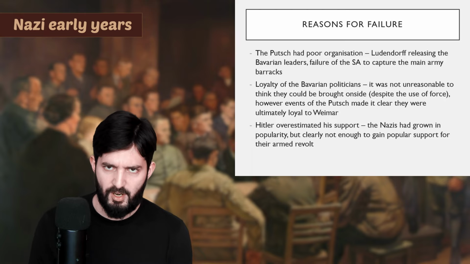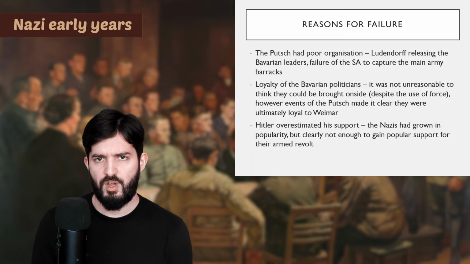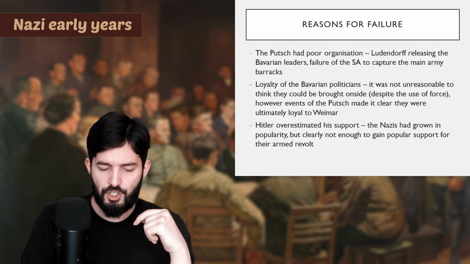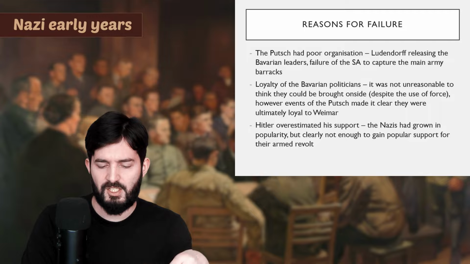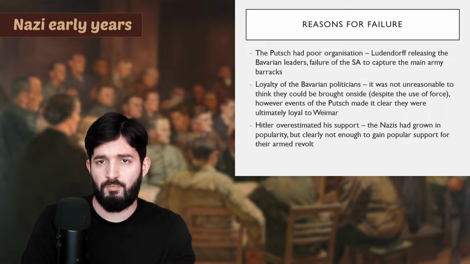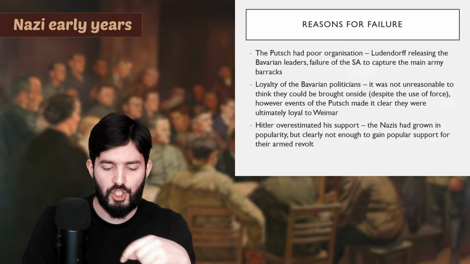So, if we look at those events, why does the Munich Putsch fail? There's a few reasons. The first thing is that the Munich Putsch clearly had very poor organization. The first example of this is the fact that Ludendorff releases the Bavarian leaders, despite the fact that they were being held hostage to try and make them support the Munich Putsch. Had he not released them, things could have gone a little bit differently, potentially.